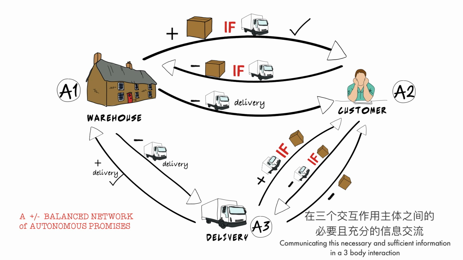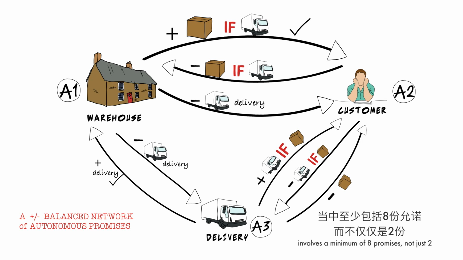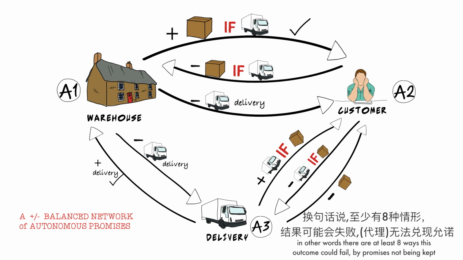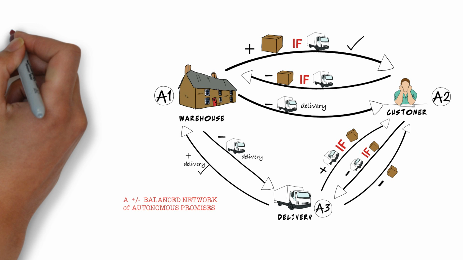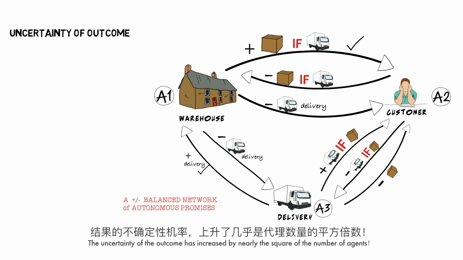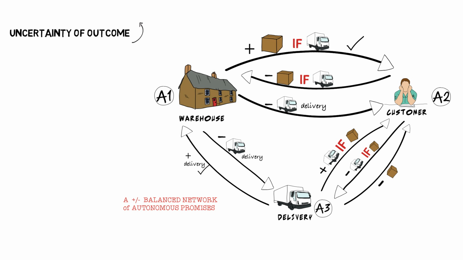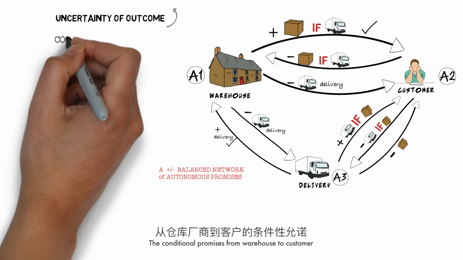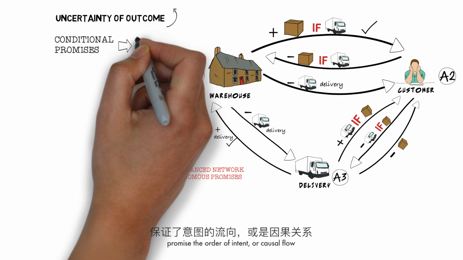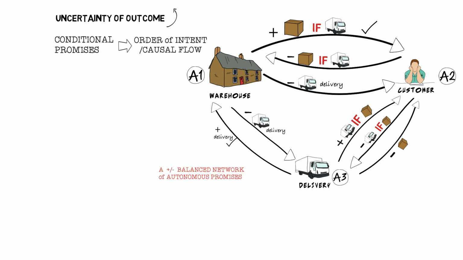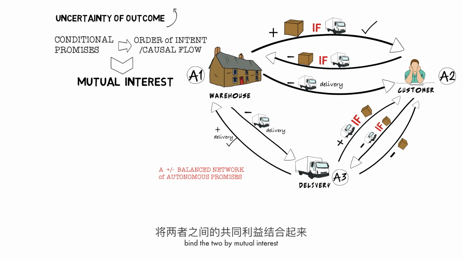Communicating this necessary and sufficient information in a three-body interaction involves a minimum of 8 promises, not just 2. In other words, there are at least 8 ways this outcome could fail by promises not being kept. The uncertainty of the outcome has increased by nearly the square of the number of agents. The conditional promises from warehouse to customer promise the order of intent or causal flow. The promises between warehouse and go-between and go-between and customer bind the two by mutual interest. A chemist might call this a directed covalent bond.